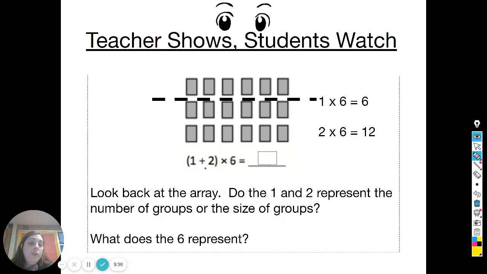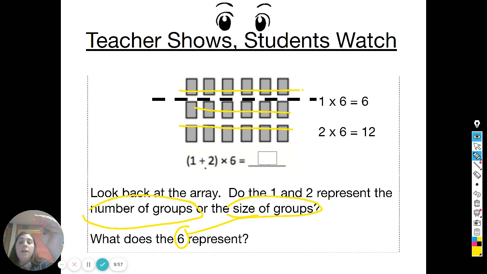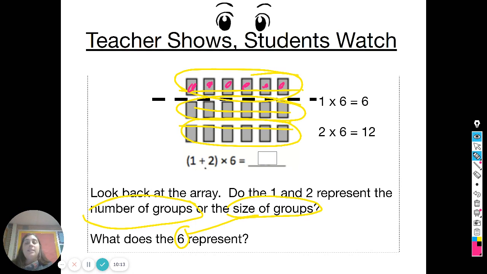Okay, so what you and your group may have discussed is that 1 and 2 are the number of rows or the number of groups, whereas the 6 is the size of the group. So let's take a look at why that is. Well, 1, there's 1 row up here. 2, there's 2 rows down here. So 1 and 2 are the number of rows, or they are the number of groups if you were to group them. Whereas 6 is the size of the group, because each group has 6 rectangles in it.